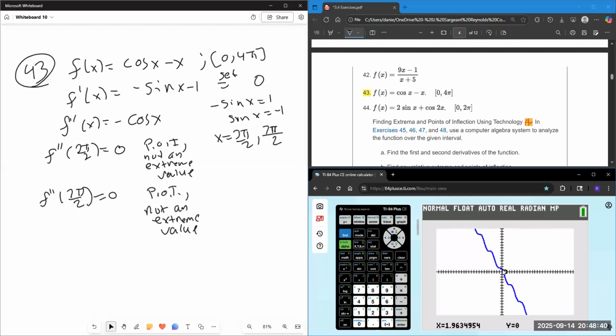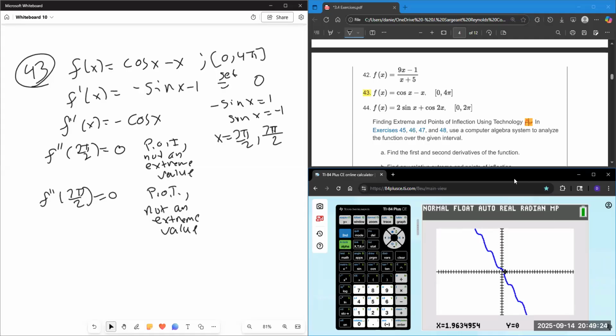So you can see the 2 cycles that are going on here, where we have a point of inflection here at 3 pi over 2 and another point of inflection down here at 7 pi over 2. These little turns in the graph, but it's decreasing, then continues decreasing, then continues decreasing. So there's no change in sign in the first derivative. Therefore, there's no minimum or maximum values. So there we go.